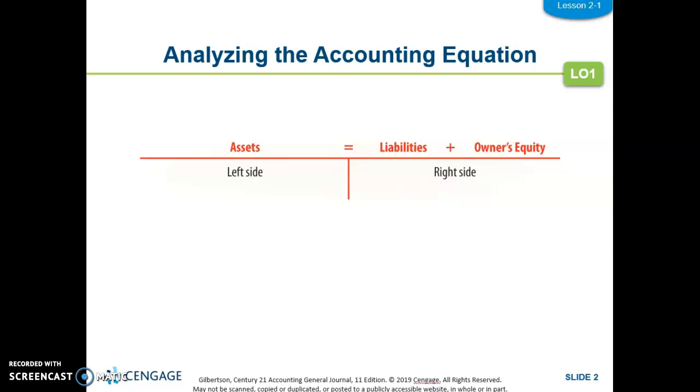The accounting equation can be represented as the T shown on this side, where our assets on the left side of the equation need to equal the right side of the equation, which is your liabilities plus owner's equity. This always has to be in balance, otherwise we did something wrong.